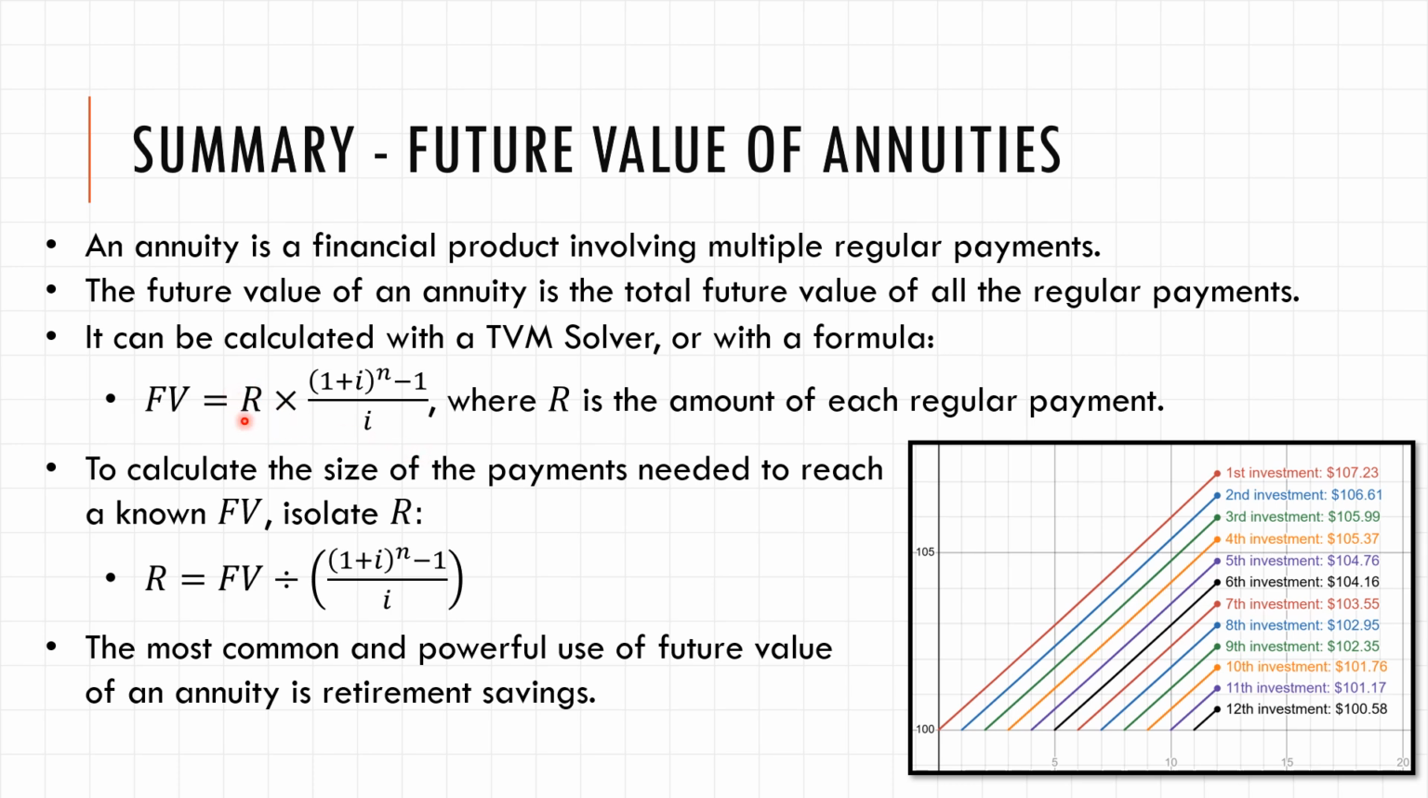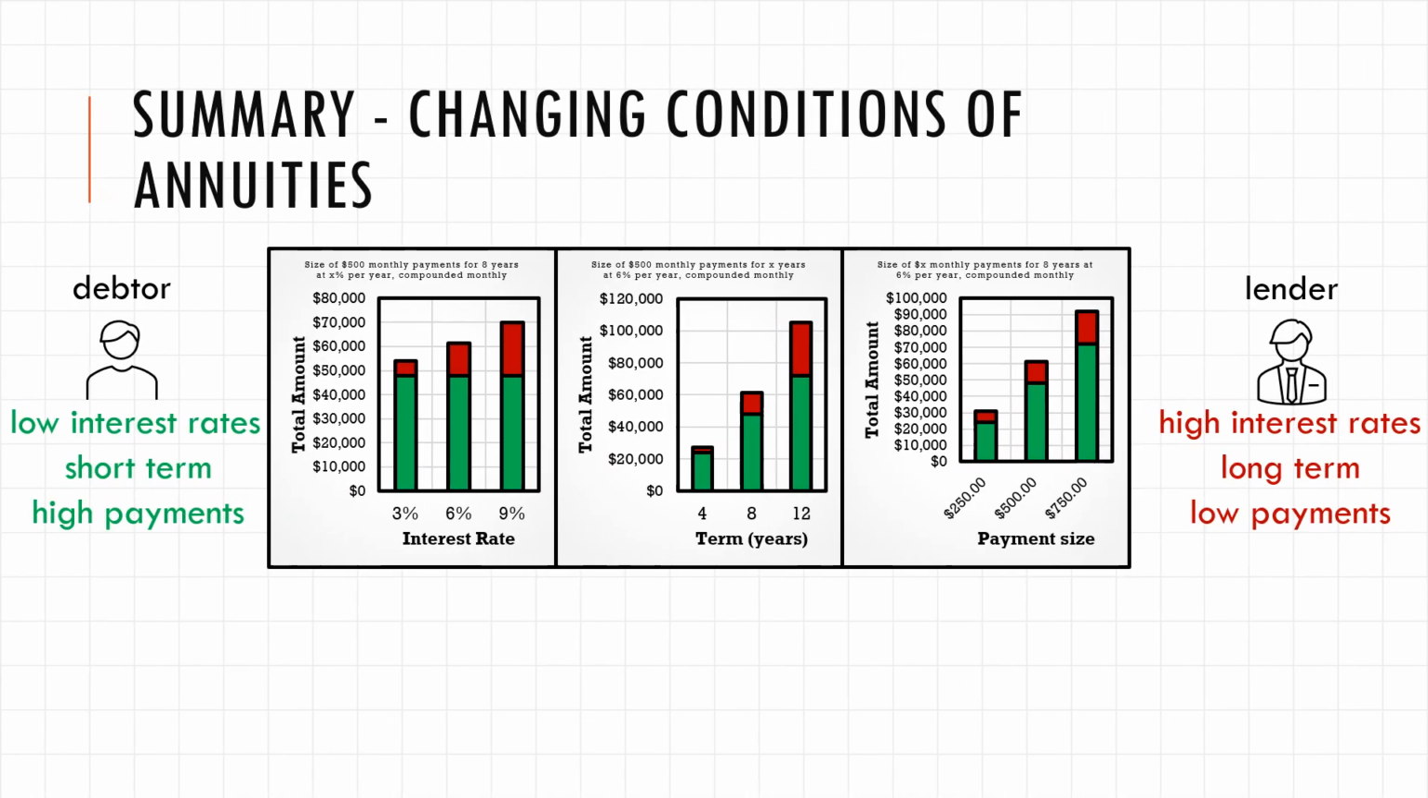Now there are three different variables here to calculate future value. There is the amount of each payment, the interest rate, and the number of periods. And over here we saw that when we change those three and increase them or decrease them, this is what happens to the total amount of interest, which is in red. So if we increase the interest rate, the total interest does go up, and it goes up at an increasing manner.